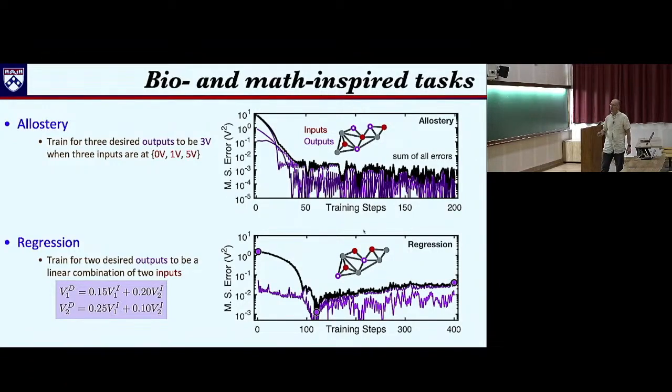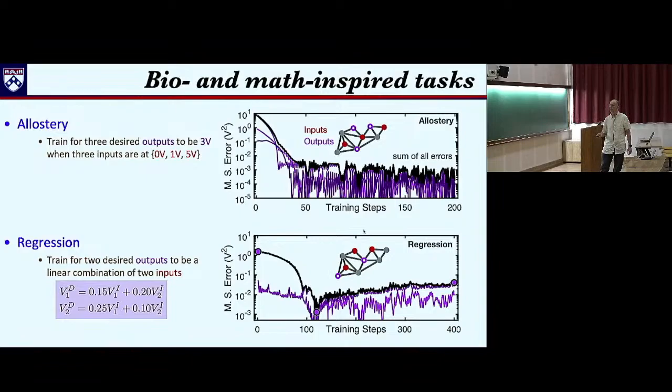So what you do is you construct a training set based on multiple V1, V2 pairs, you construct the data set, and you flash it to the case, and then you just let it evolve, and then look at the mean squared error for some training data, and here's what we see.